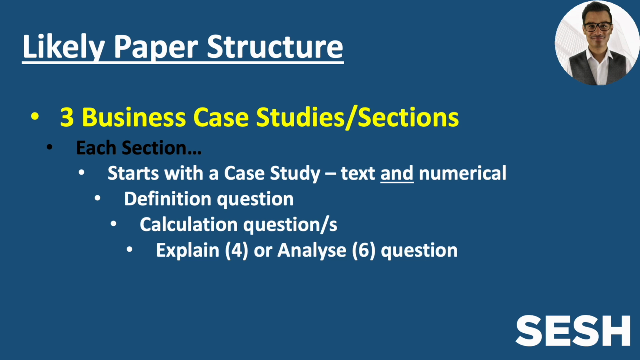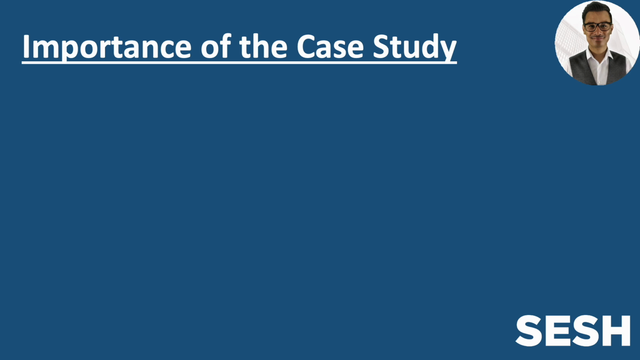Then probably an explain question, explain something for 4 marks, explain how, explain why, or analyse perhaps for 6 marks. And that would just be one analysis strand. And then we'll have a 9 marker and a 16 marker to finish with. So that's likely the paper structure that you'll get, and of course you'll get that 3 times. So the importance of the case study is what I want to talk about next.